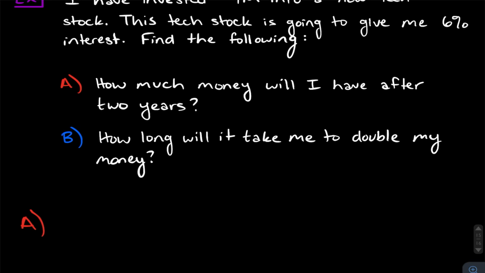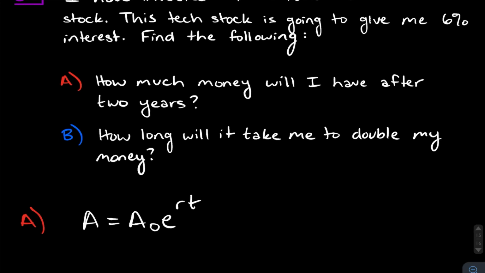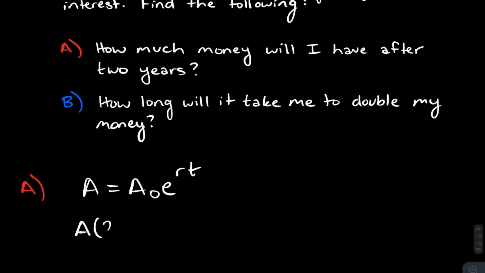So first off, how much money would I have after 2 years? Well, let's pull up that interest equation. A equals A naught e to the rt. And if you want to write this as A of t, you can, you don't have to. After 2 years, that's A of 2. We're plugging in a 2 for t here. But we can also plug in for A naught and r. A naught, we know, is $1 million. So just to cheat, I can write that as 1M.